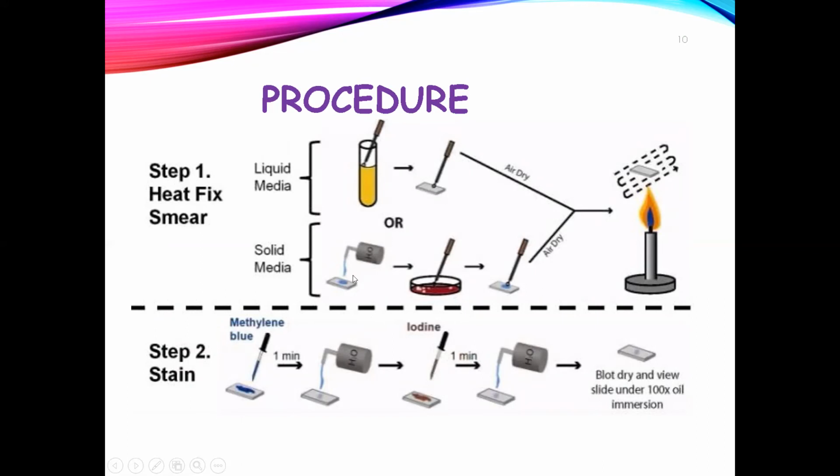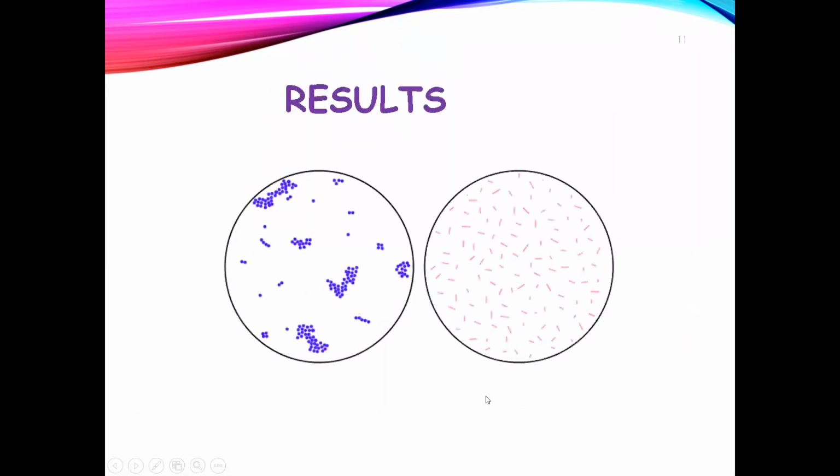In case of solid media, you have to take a slide, add a drop of water, take a bacterial colony and smear it, and then air dry and heat fix it. In the second step, you have to add methylene blue or any other basic stain, and there is no need of iodine. Directly you can wash it with water, air dry it, and observe it under the oil immersion objective. So likewise results can be obtained after simple staining.